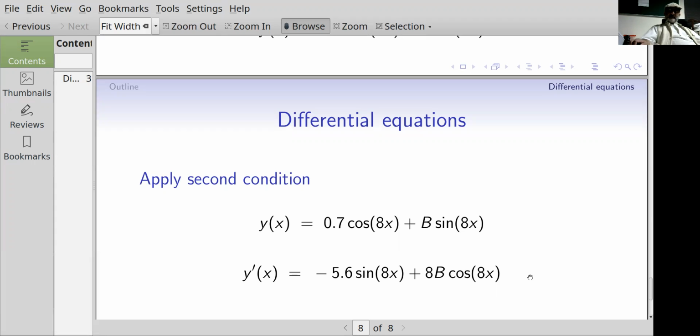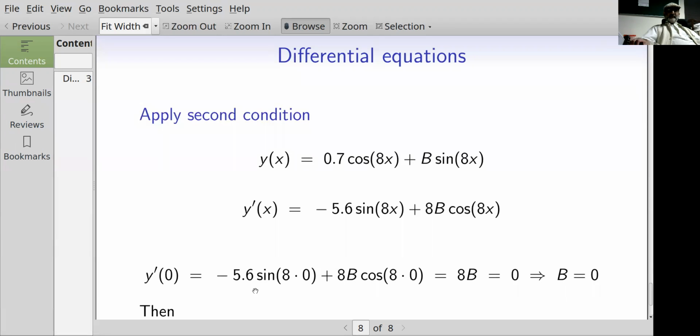Now we were given that the first derivative of y is equal to 0, so let's put in x is equal to 0. Y prime of 0 is minus 5.6 sine of 8 times 0 plus 8b times the cos of 8 times 0. Now sine of 8 times 0 is sine of 0, which is 0, so that term goes away. And the cos of 8 times 0 is the cos of 0, which is 1. So I'm left with 8b. And this is y prime of 0, which we were told was equal to 0. So 8b is equal to 0, which implies that b is equal to 0.